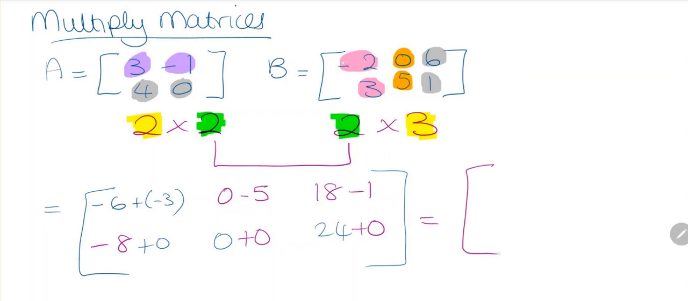So now we just need to sort these out. So minus 6 minus 3 is minus 9. 0 minus 5 is minus 5. 18 minus 1 is 17. Minus 8 plus 0 is minus 8. 0 plus 0 and 24.